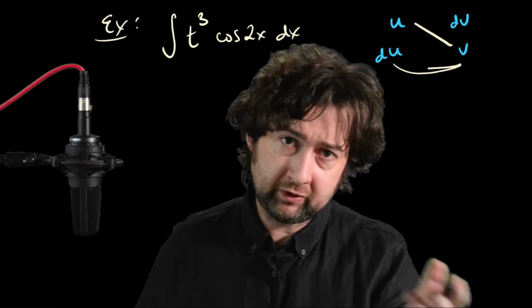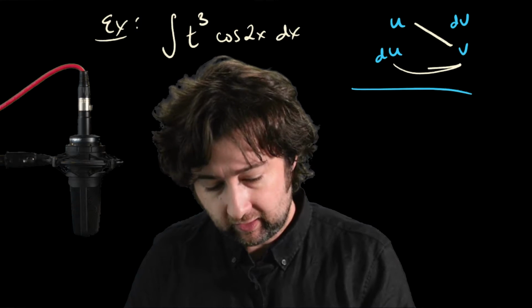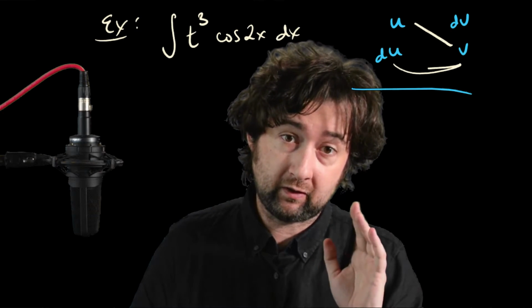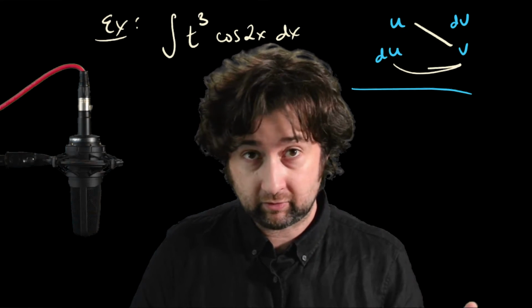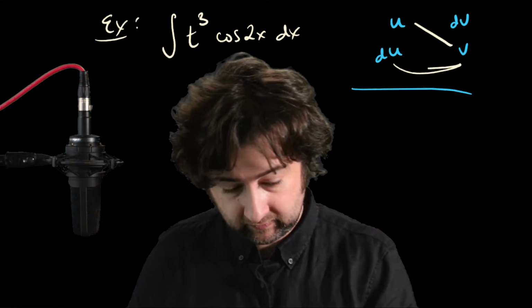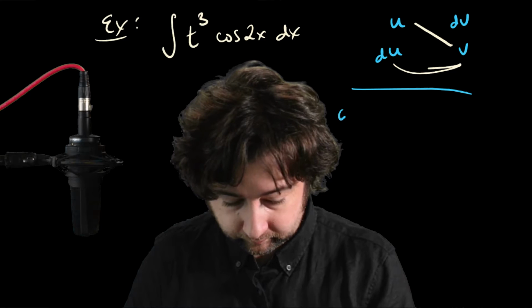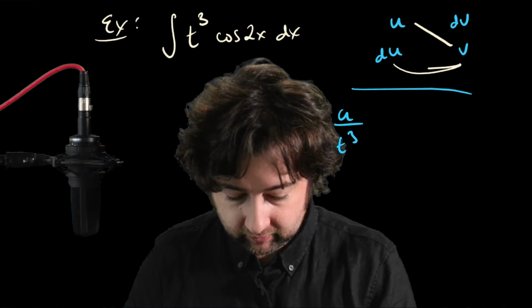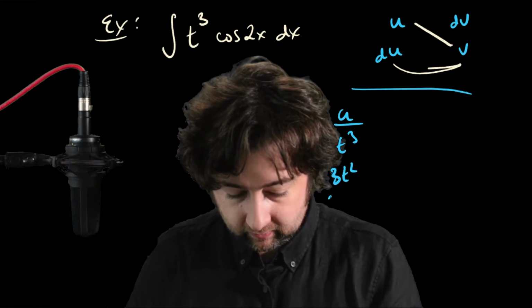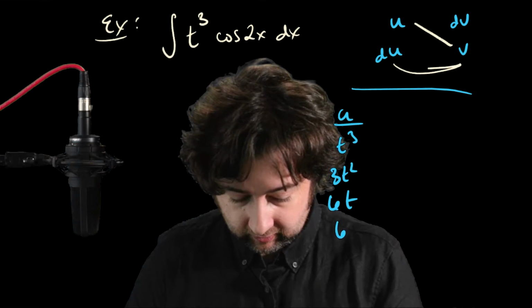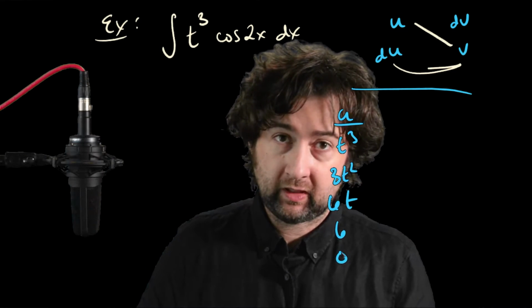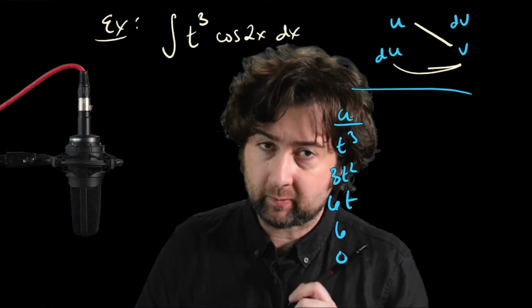Pick the thing that you know will disappear. So in this case, I know that if I take the derivative of t to the third enough times, it's going to turn into a 0. So do that. So for the u column, you have t to the third, 3t squared, 6t, 6, and 0. And as soon as you get the 0, that's where you know to stop.